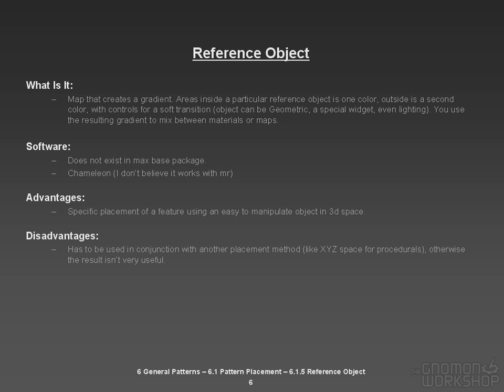So another placement method is called the reference object method. And we're not going to go into any specific examples of this on this DVD, but I wanted to mention it because it's useful in some situations. This is a map that creates a gradient, and areas inside a particular reference object are one color, like black for example, outside is a second color like white, and then there are controls for a soft transition. And when I say an object, I mean it can be a geometric object, it can be some sort of special widget, or even lighting. And then you use the result to mix between materials or maps.